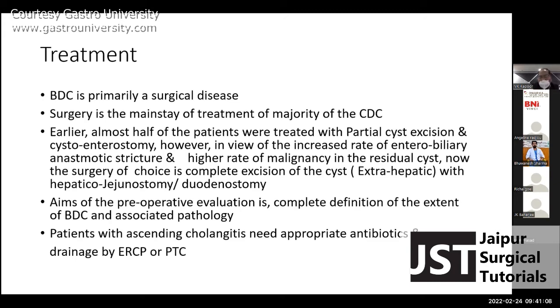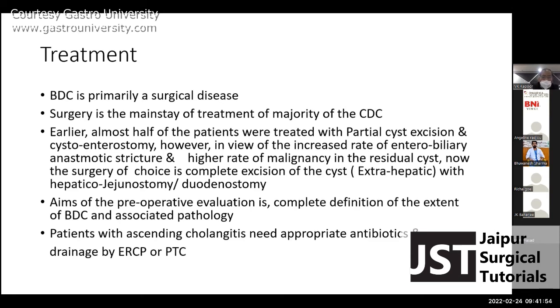with the improvement in surgical techniques, surgery of choice these days is the complete excision of the extrahepatic cyst, followed by Roux-en-Y hepatico-jejunostomy, mucosa to mucosa anastomosis, or in children, one can resort to hepatico-duodenostomy. However, a word of caution: in patients who have undergone hepatico-duodenostomy in childhood, the incidence of biliary malignancy has subsequently been seen to be higher.